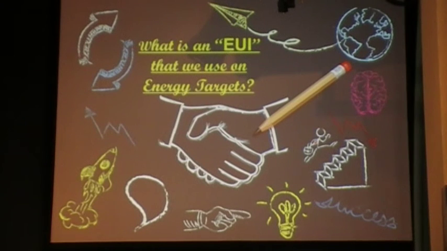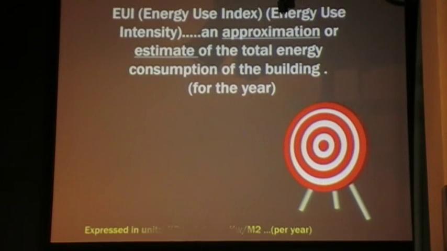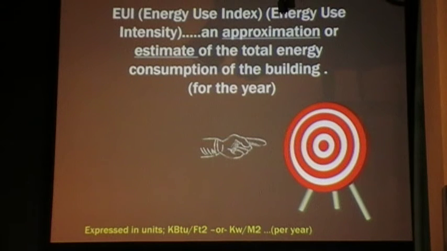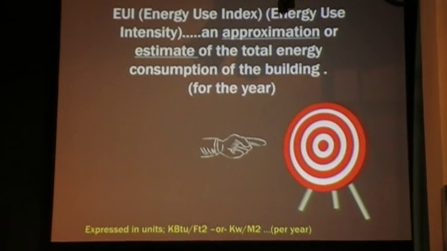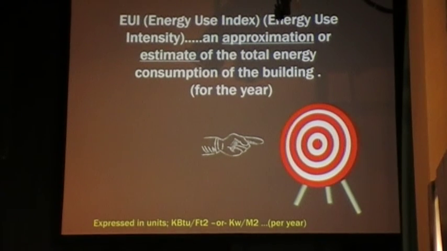So what are EUIs? And how do we go out there and find those EUIs on a project? An EUI, or the Energy Use Index, also known as the Energy Use Intensity, is an approximation or an estimate of the total energy consumption of the building for the year. In the U.S., we talk about kBTUs per square foot. Elsewhere you would look at kWh per square meter for the entire year.